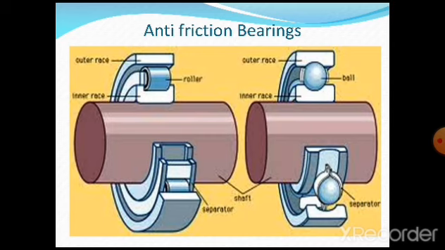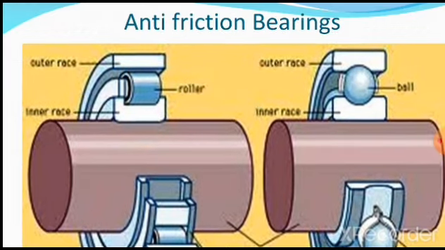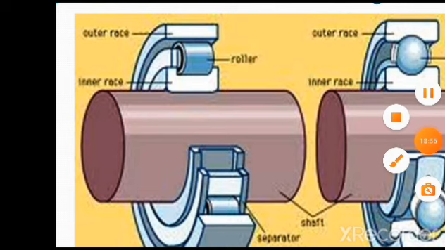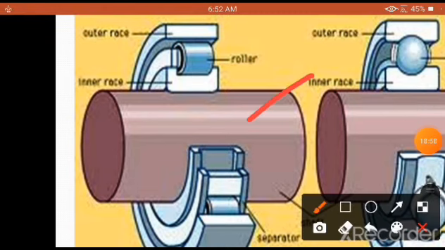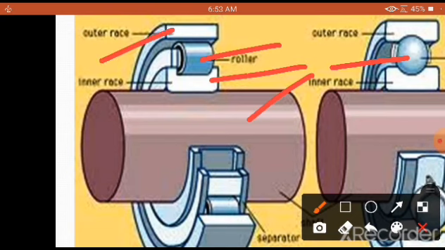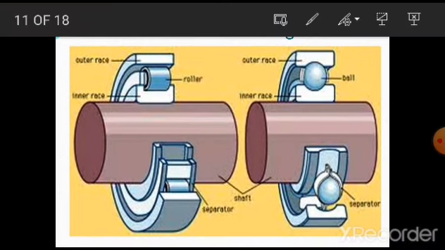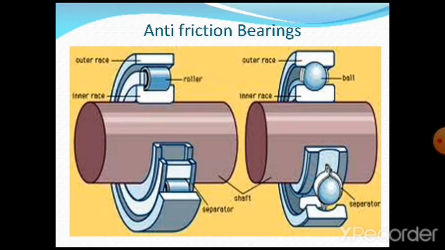Let us understand the cross section, as you can see here. You see the shaft being rotated, and these are called the rollers, this is called the ball, this is called the outer race, and this is called the inner race. This is how the structure of anti-friction bearings looks, for better understanding of the concepts.